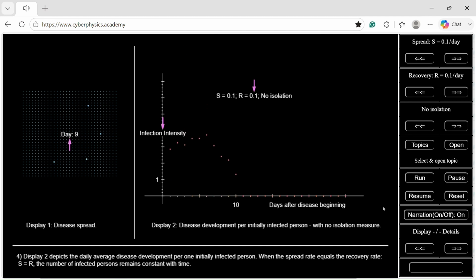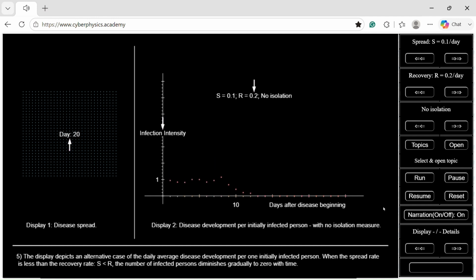Display 2 depicts the daily average disease development per one initially infected person. When the spread rate equals the recovery rate, the number of infected persons remains constant with time. The display depicts an alternative case of the daily average disease development per one initially infected person. When the spread rate is less than recovery, the number of infected persons diminishes gradually to zero with time.